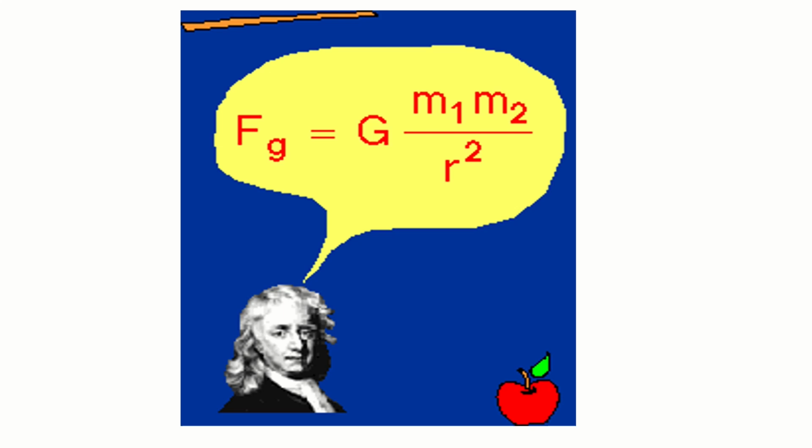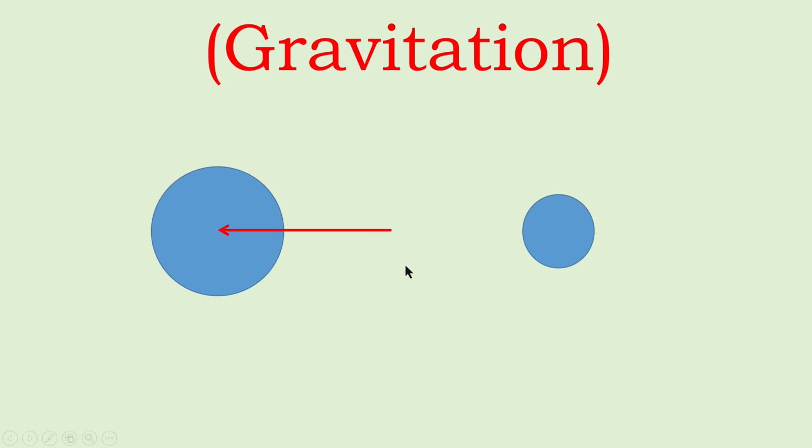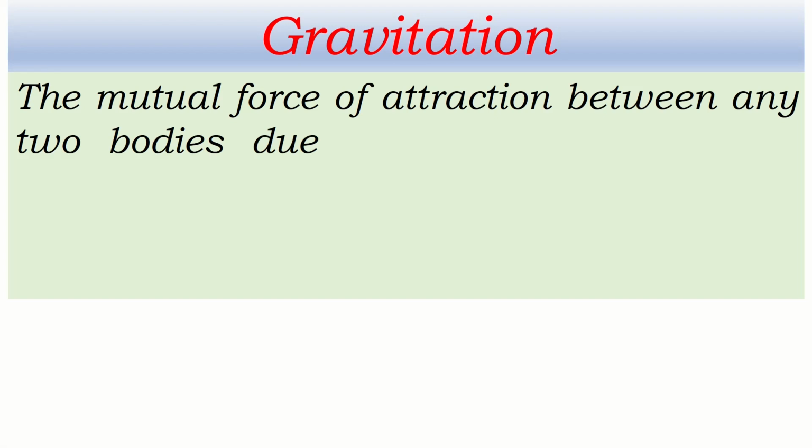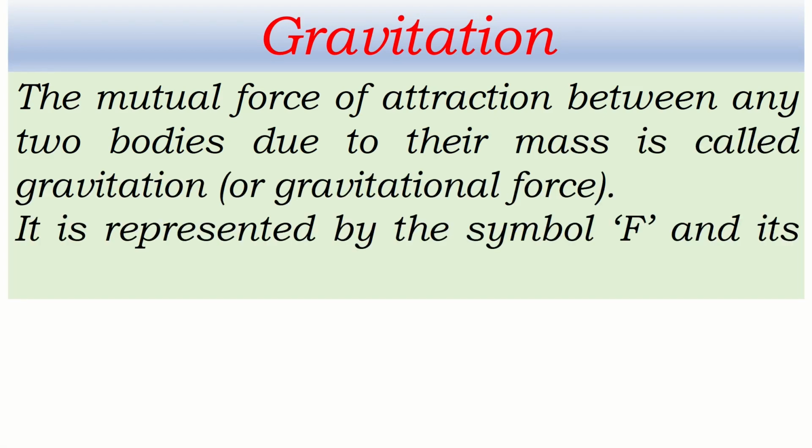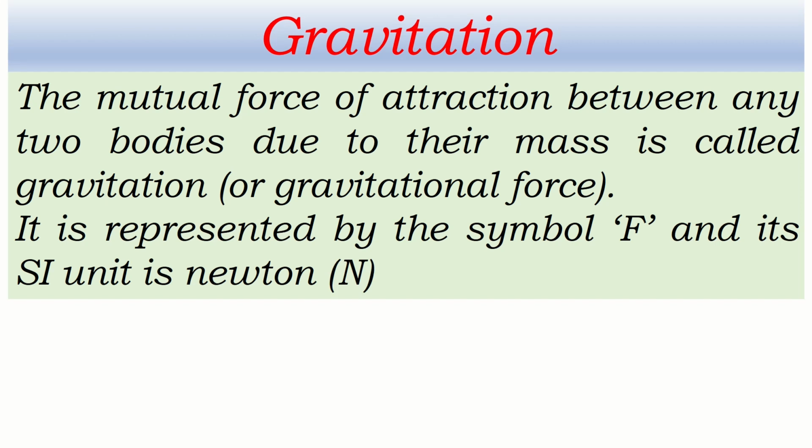Okay, till now I have told you many examples of gravitation. Exactly what is gravitation? Let's say there are two bodies, and we can expect that the first body attracts the second towards its center, and the second also attracts the first towards its center. This force of attraction between any two bodies of this universe is named gravitation. Gravitation can be defined this way: the mutual force of attraction between any two bodies due to their mass is called gravitation or gravitational force.